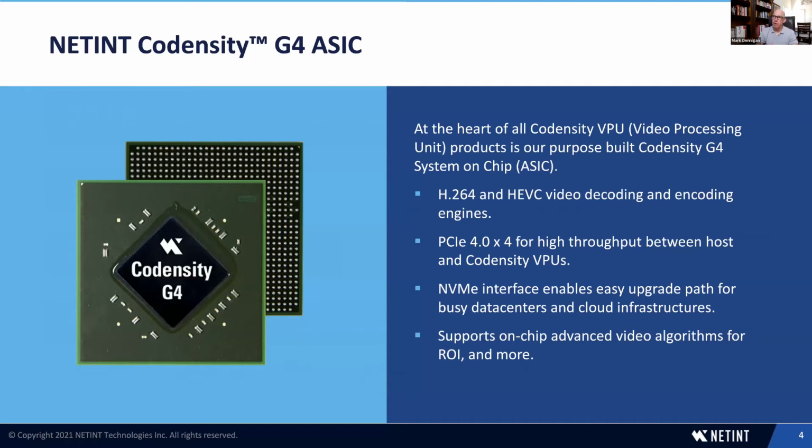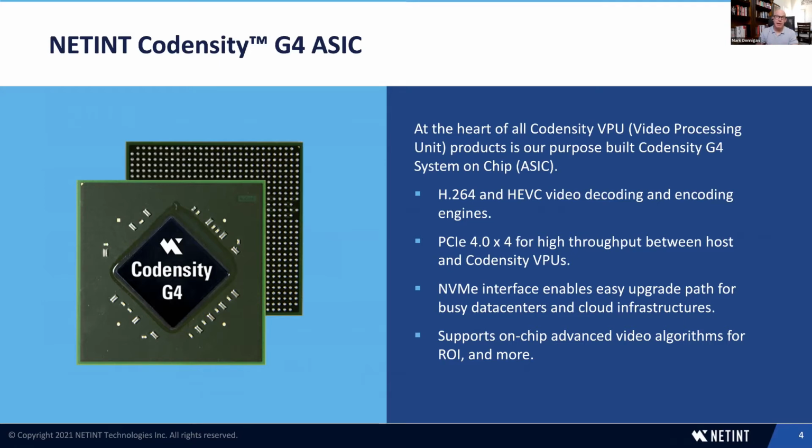This chip, the G4, has an H.264 and HEVC video decoding and encoding engine built into it, includes a PCIe 4.0 interface, in fact, a 4-channel interface, so we get extremely high throughput and extremely low latency. One of the things that we'll probably even do a webinar around is the latency performance. This really is an ideal solution if you're building mobile cloud gaming workflows, virtual desktop, anything where you need literally 20, 30 milliseconds of end-to-end latency. This is the solution for you.